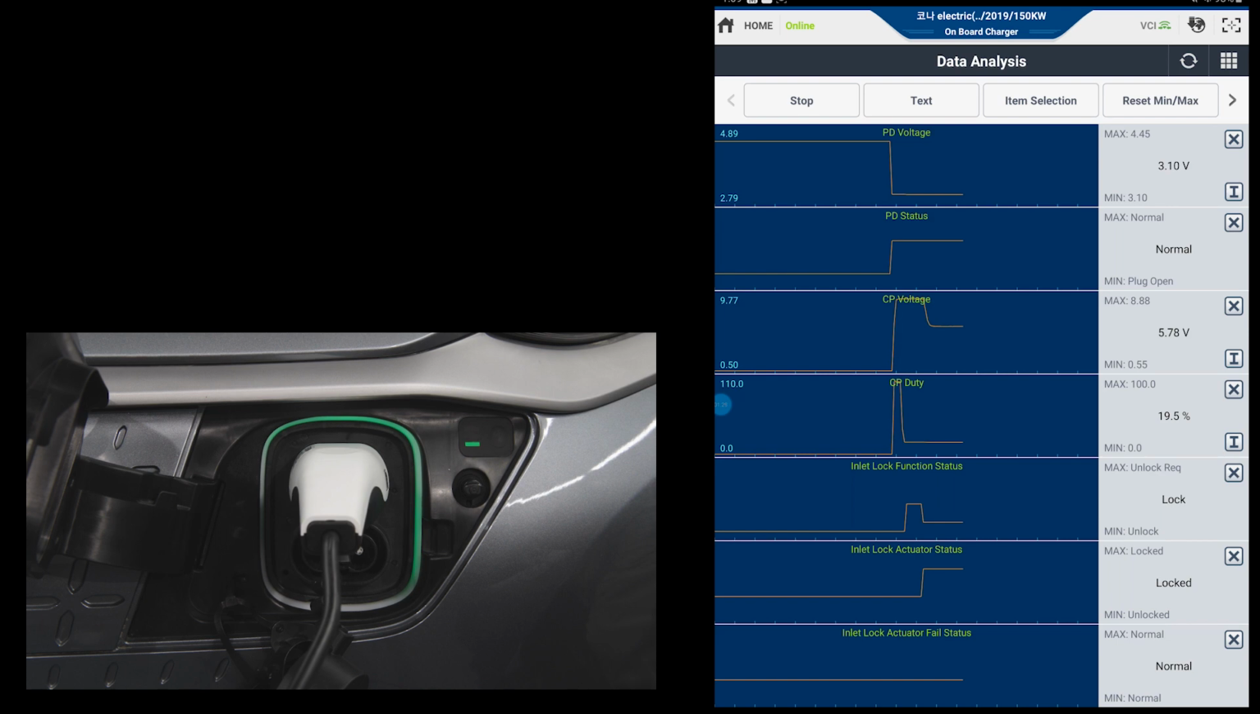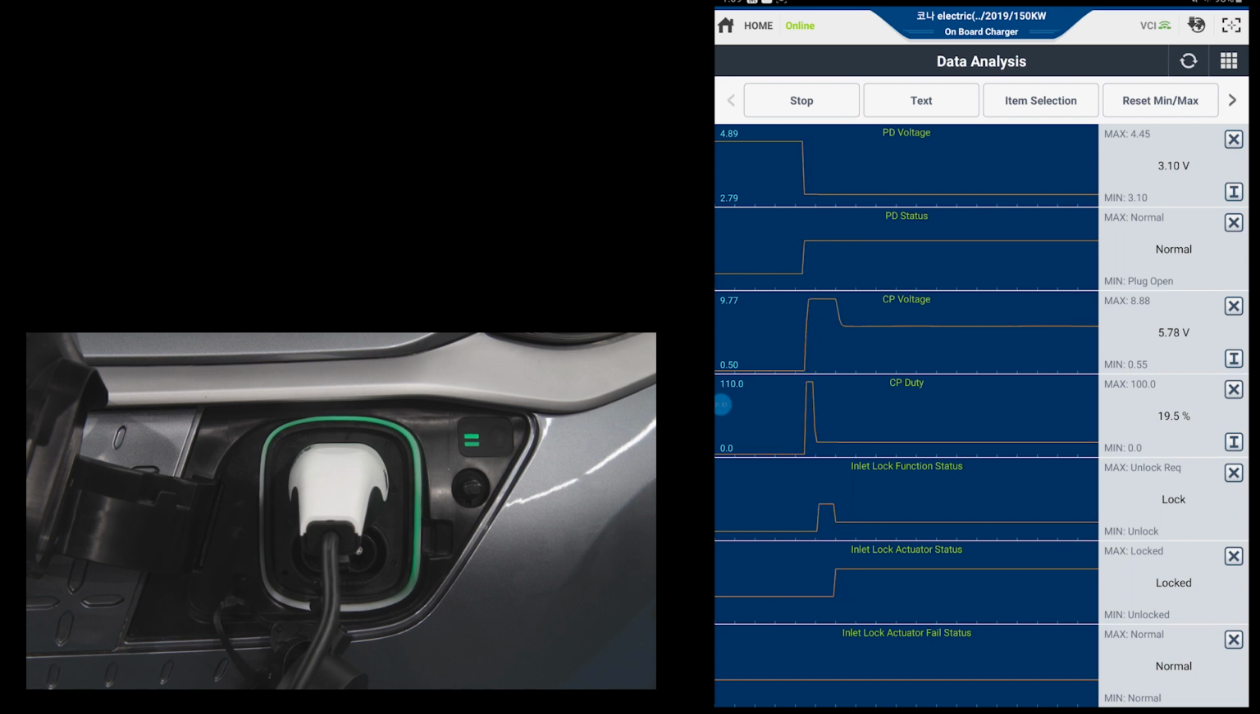The CCS2 charging connector has 4 kinds of resistors, depending on the maximum current capacity of the cable. The ICCB connected now has a capacity of 20 amperes and a resistance of 680 ohms. Therefore, the PD value is confirmed as 3.1 volts, which is higher than 1.5 volts of CCS1.